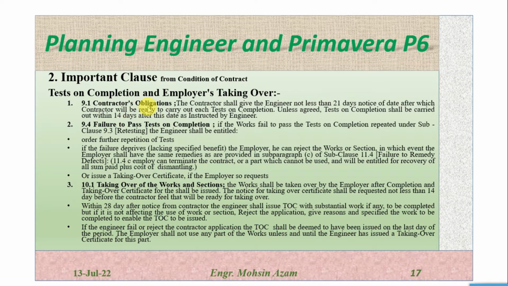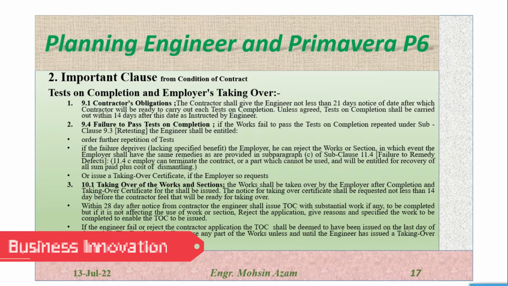Contractor obligation means the responsibility of the contractor. So the contractor shall give the engineer not less than 21 days notice of the date for which the contractor shall be ready to carry out each test on completion, unless agreed. The tests on completion shall be carried out within 14 days after this date, as instructed by the engineer.